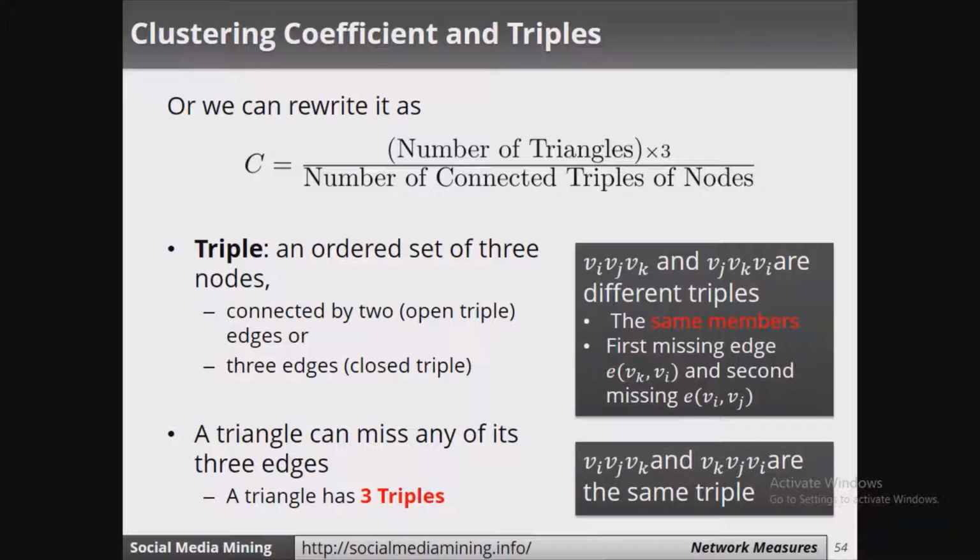Now let's understand what a triple means in a graph. A triple is an ordered set of 3 nodes. If there are 3 nodes connected by 2 edges, then this is called an open triple. And if there are 3 nodes connected by 3 edges, meaning all the nodes are connected to each other, it looks like a triangle. So this will be a closed triple.